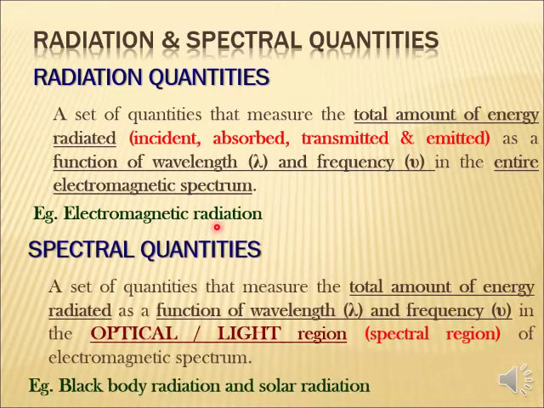The second is spectral quantities, again a set of quantities that measure the total amount of energy radiated, but only in the optical and light region, that is the spectral region of the electromagnetic spectrum. A very good example is black body radiation and solar radiation. What is the optical or light region? That is the part of the electromagnetic spectrum composed only of ultraviolet, visible and infrared radiation.